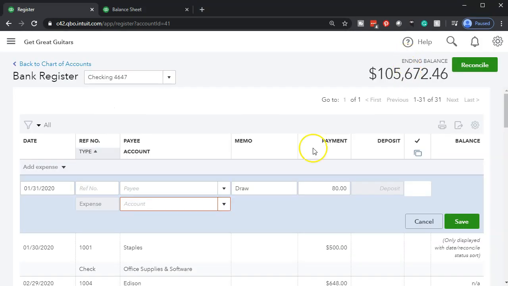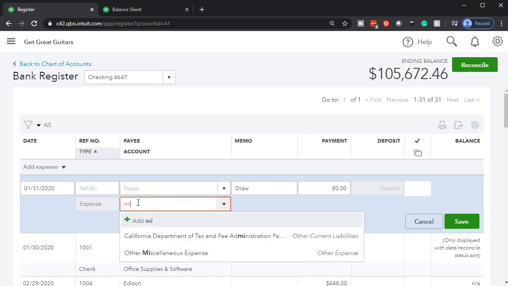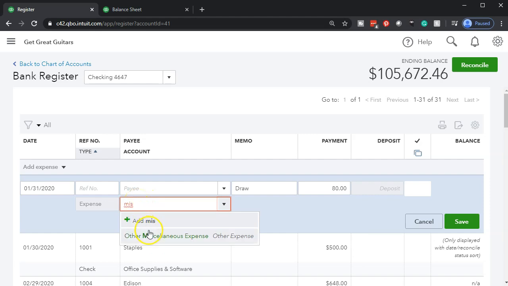So I think they had one for miscellaneous. Let's type this in there. I'm going to type in miscellaneous. So they give us one. This is one given from QuickBooks. We haven't used it yet, but that's what I'm going to put it in as.